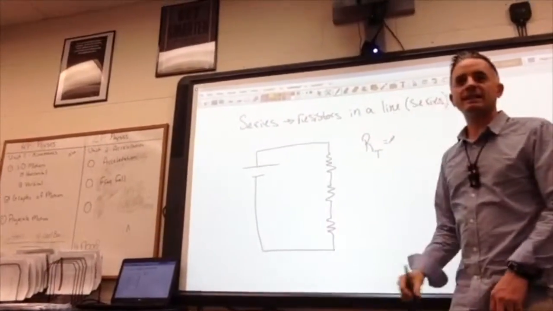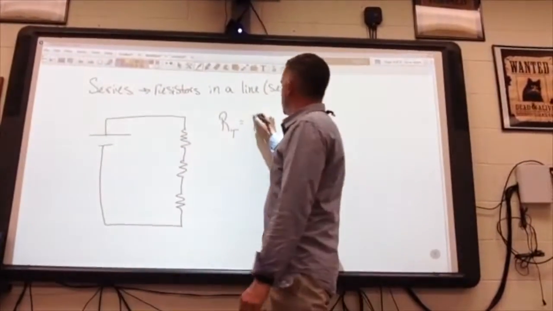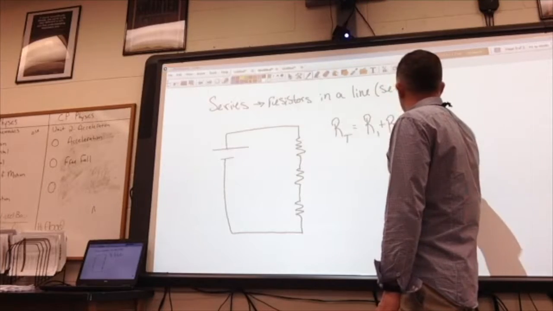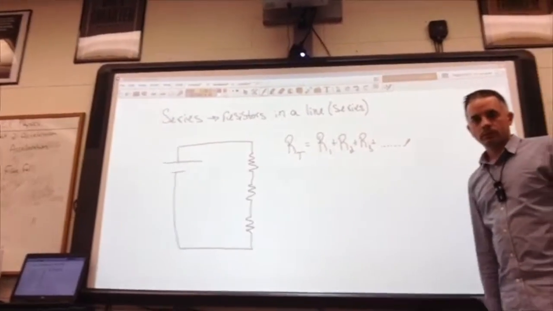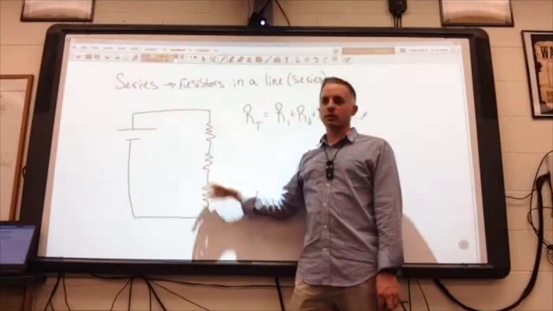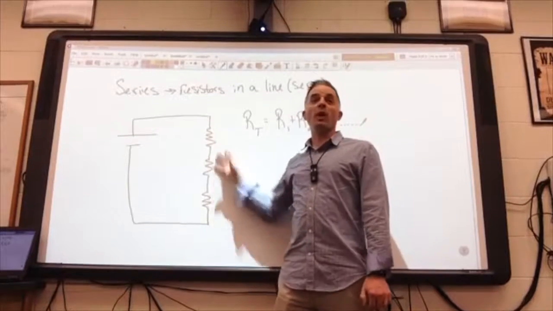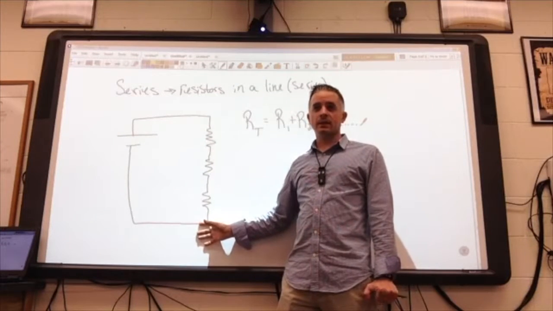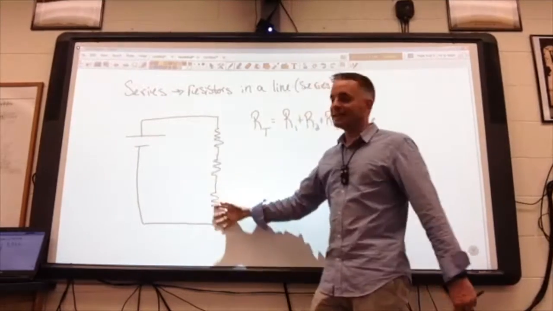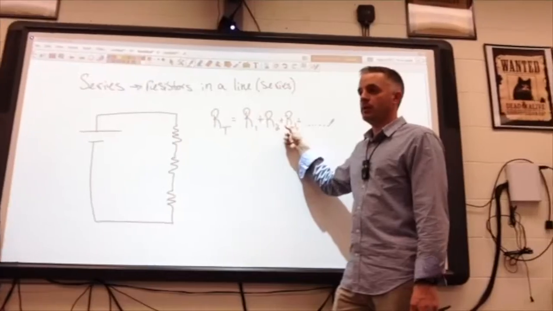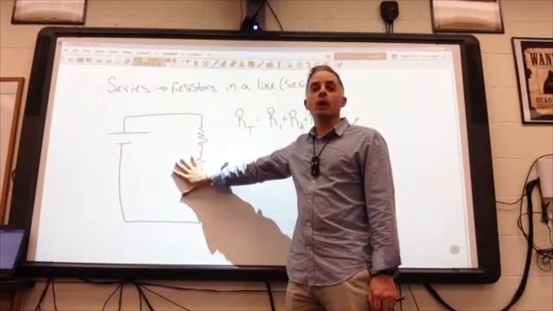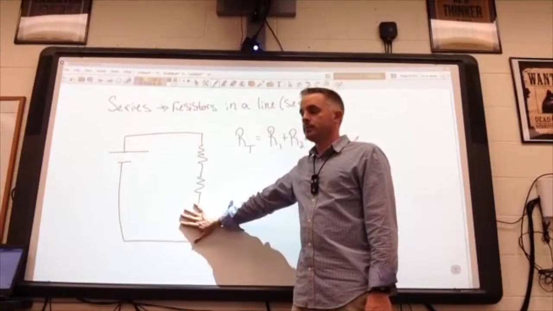The total resistance in a circuit is equal to the sum of the individuals. So this battery doesn't see three individual resistors. It just sees everything as one thing. Does that make sense? It just sees these three as one total resistance. So if I want to know what the total resistance is, I'm going to add the three of them up. So if this is 1 ohm, 1 ohm, 1 ohm, the total resistance of the circuit is 3 ohms. Okay?